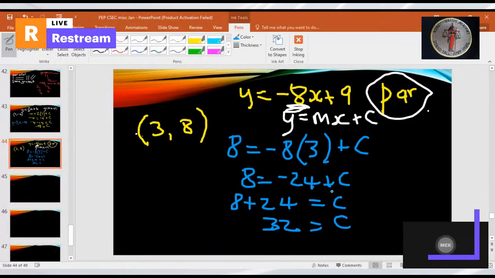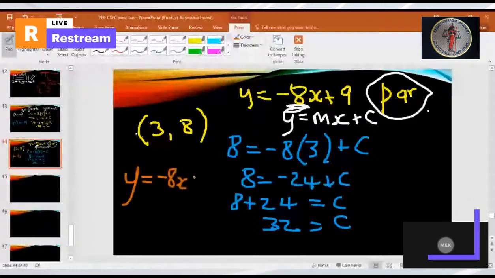All right, so if gradient is -8, that's m. We know c is 32. So we just need to rewrite the equation, putting in those values. So it's y equals the gradient, because they're parallel, -8x, plus 32.